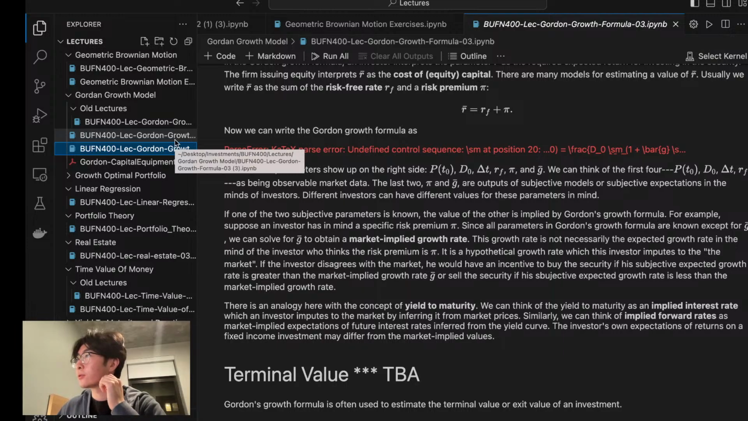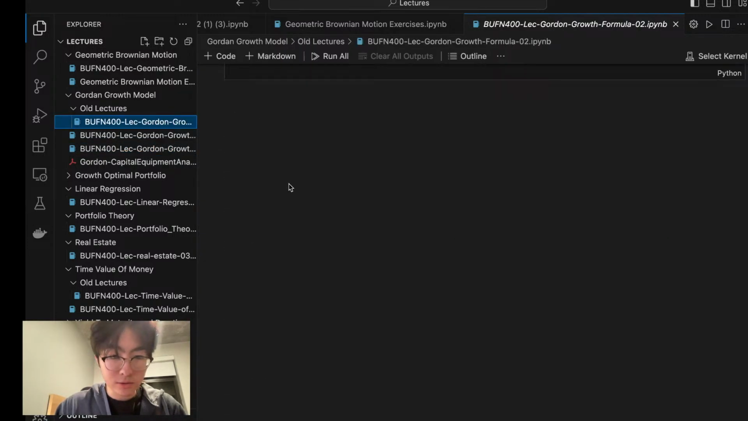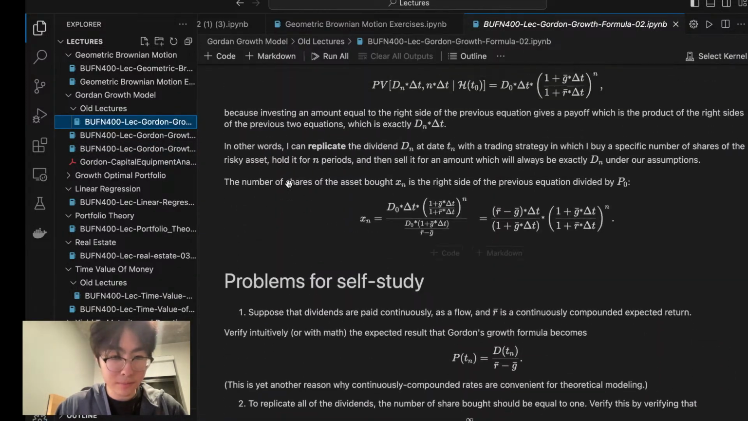Okay, lecture notes. Which one am I looking for? The Gordon growth formula. Gordon growth formula. Okay. Yeah, I guess my teacher never actually finished these lecture notes, so I think what I'm going to do is, I had already written some up.